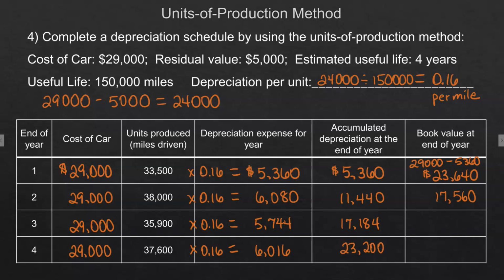Now, the nice thing about doing this accumulated is you see that we've depreciated just a little bit less than what we could have, which was $24,000. So that means that we're not going to have any problems with going below our residual value. When we subtract the 5,744, we get 11,816, and then we subtract 6,016 and we get 5,800. So this residual value is good because it is above $5,000, right? We can't ever go below, so that's where we'll be on the lookout for that to make sure that that doesn't happen.